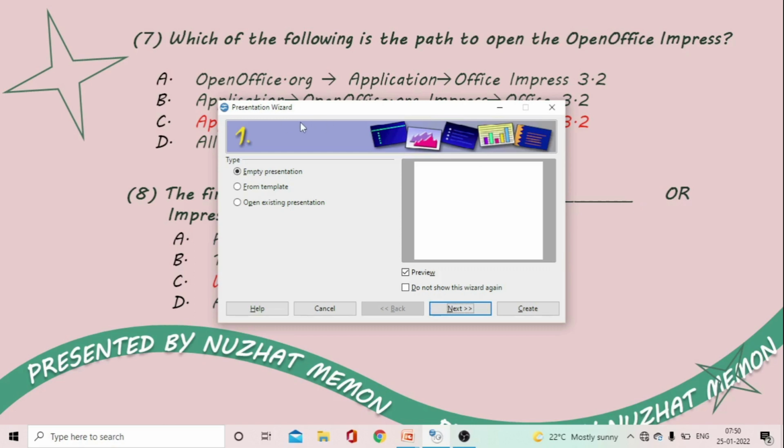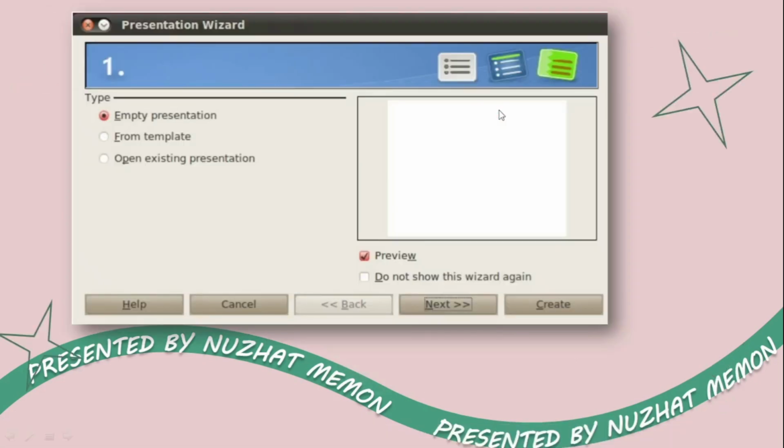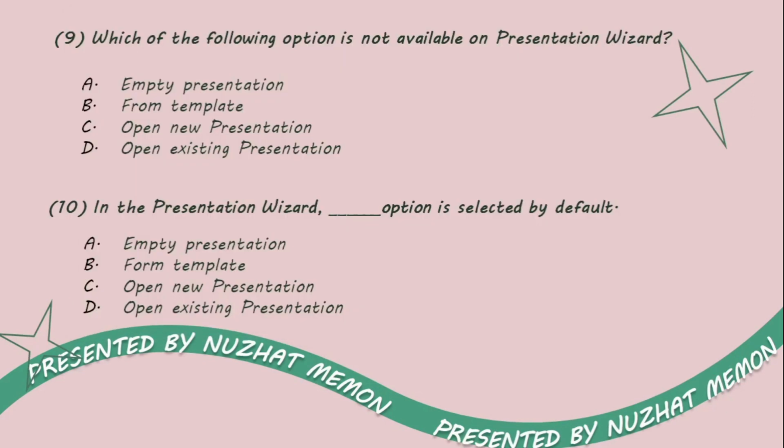We are having a dialog box. And here there are different types, that is empty presentation, from template, open existing presentation and all. So let's see more about this. Next, so yes, here you are having a picture also. Ninth, which of the following options is not available on presentation wizard? So as we saw, there was empty presentation, from a template and open existing presentation, but open new presentation is not there. So here the correct option is option C.